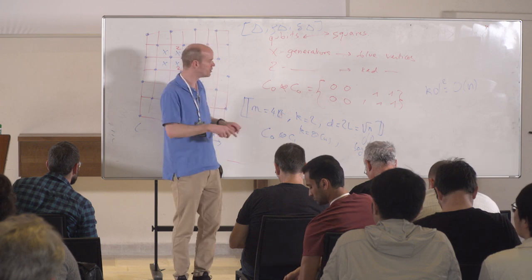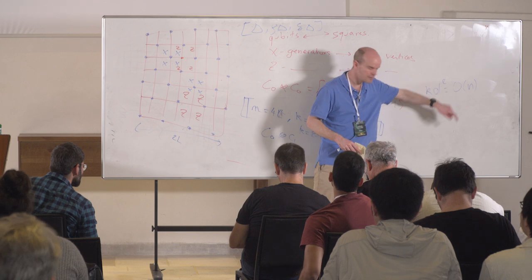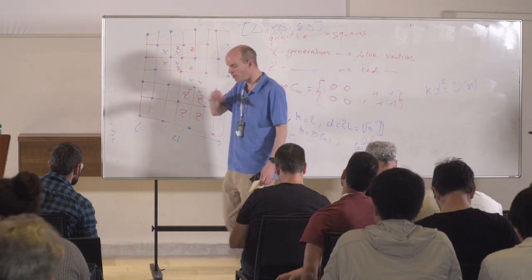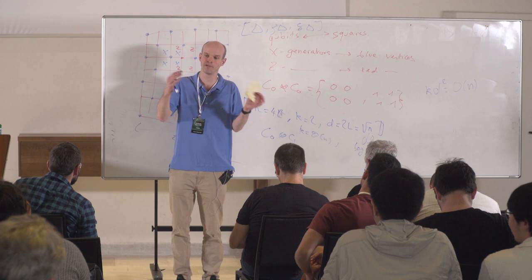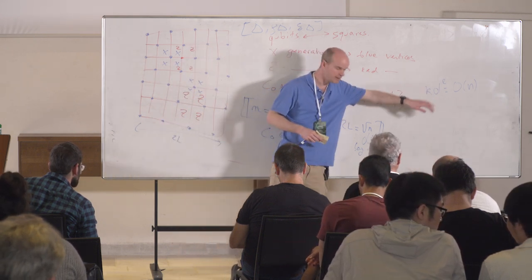If you increase the dimension, if you say, okay, I work in 3D or 4D, you get slightly better things. But if you have bounded dimension, if you can embed the manifold in bounded dimensions, you can never get a good code. You can never get k and d both linear in n.